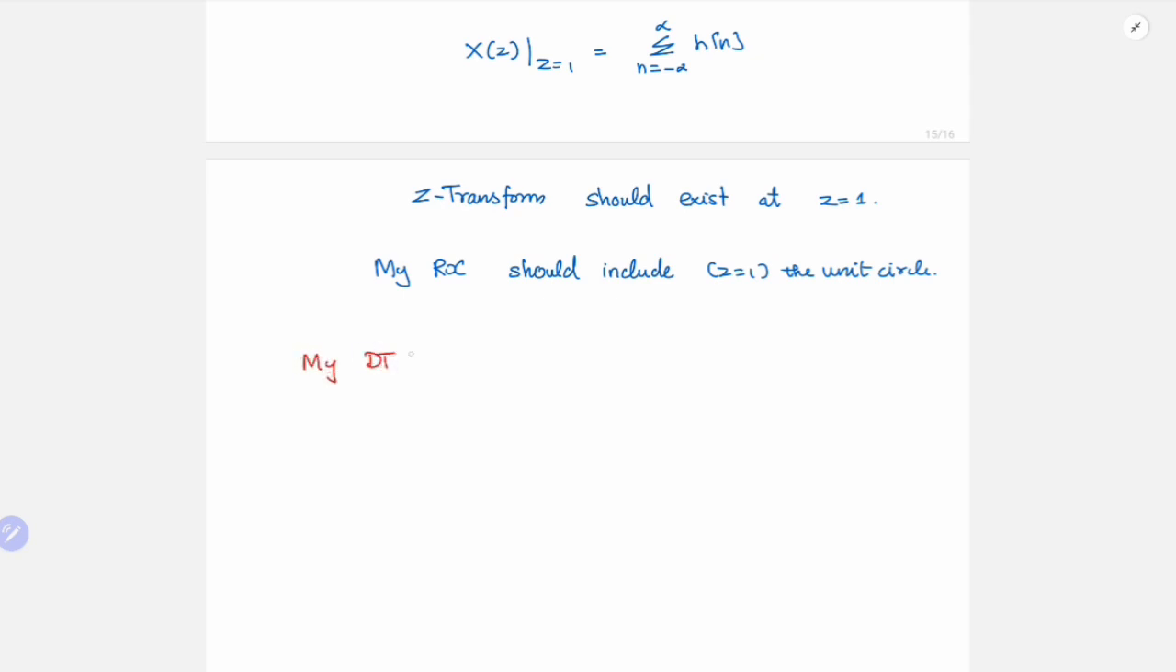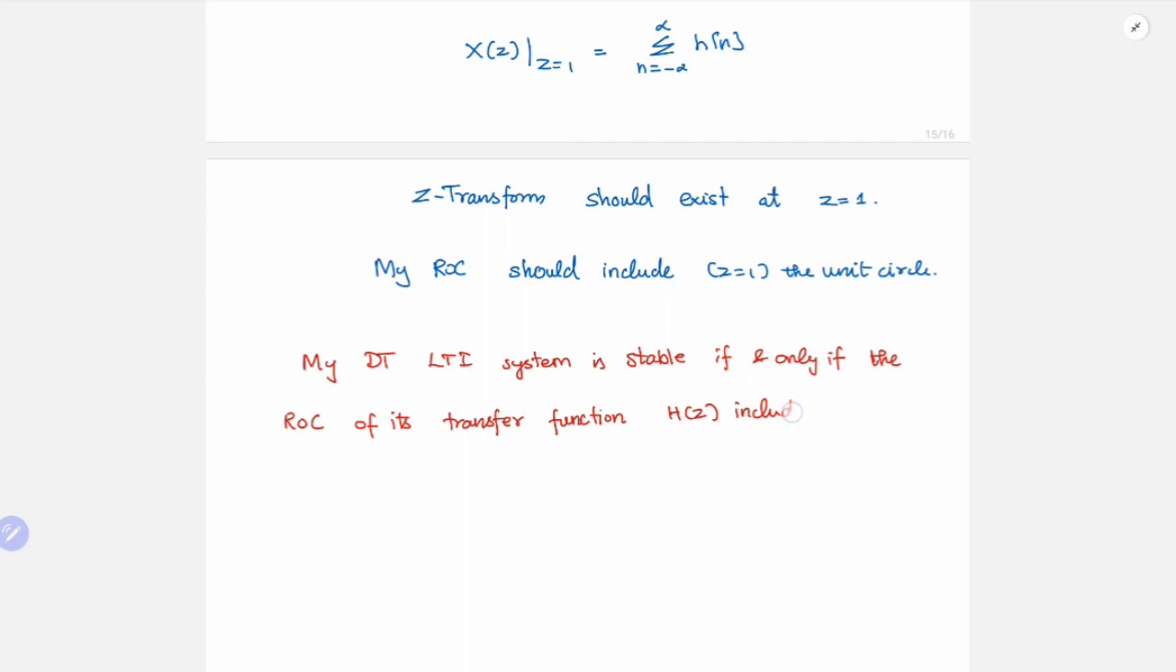My discrete time LTI system is stable if and only if the ROC of its transfer function H of z includes the unit circle, which is given by mod z equal to 1. So I can say in discrete time, and here also it is mod z equal to 1.